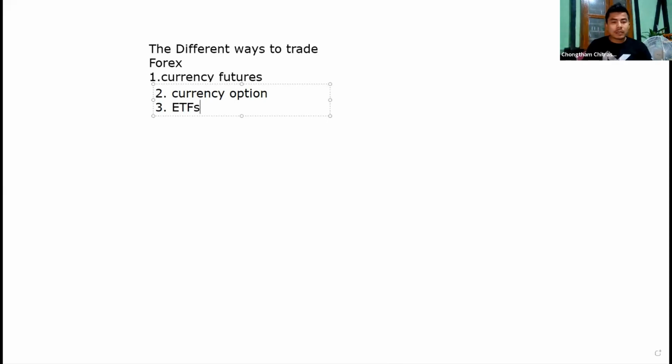Currency ETF, exchange traded funds. ETFs are traded by financial institutions. They buy and sell shares and currency shares, and hold them.